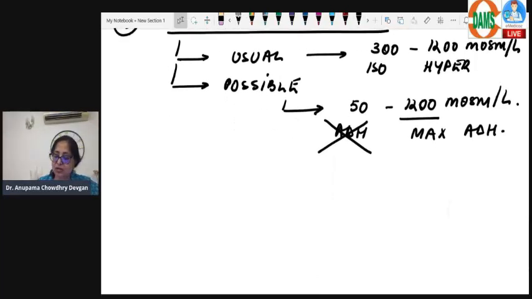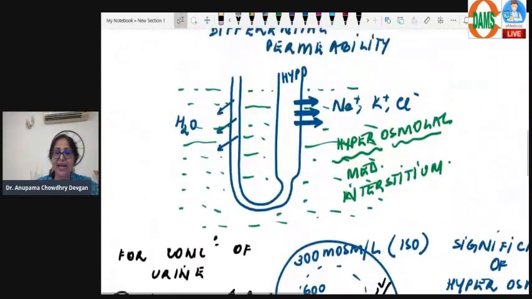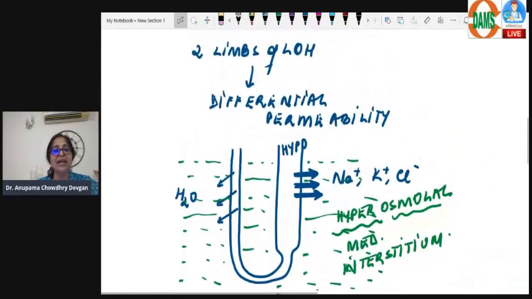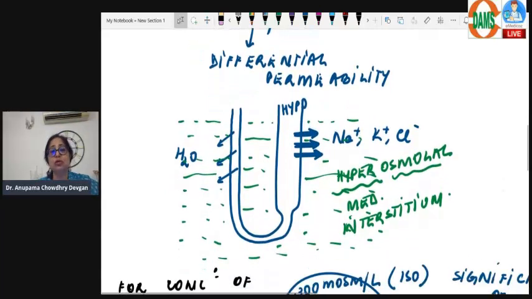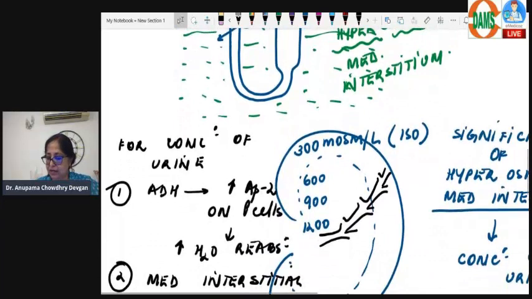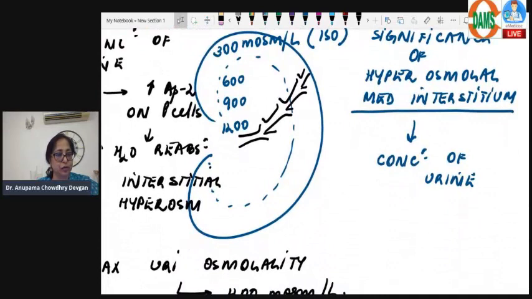Right? So this is the role of the loop of Henle. What does the loop of Henle do? Loop of Henle helps to produce a hyperosmolar medullary interstitium. How does it do so? This is because the two limbs of loop of Henle have a differential permeability. There is absorption of water from the descending limb, absorption of solutes from the ascending limb. But the absorption of solutes is much more than the absorption of water. So the fluid which surrounds a loop of Henle becomes concentrated or hyperosmolar. What is the significance of a medullary interstitial hyperosmolality? It helps to produce a concentration of urine.